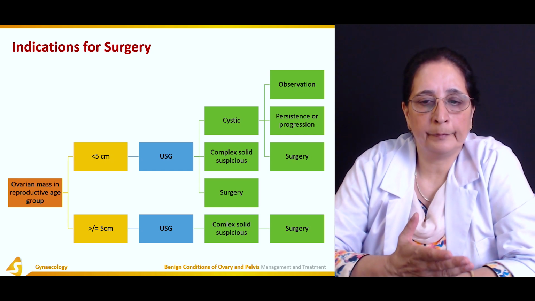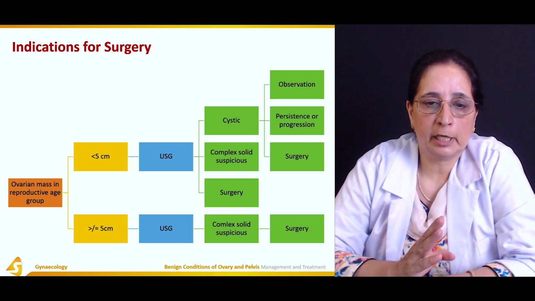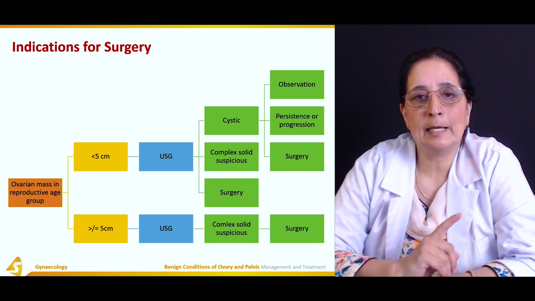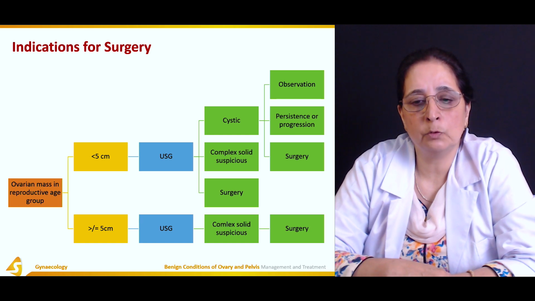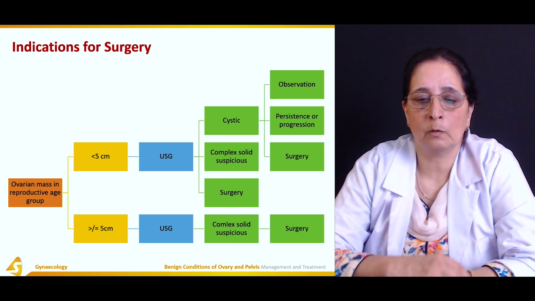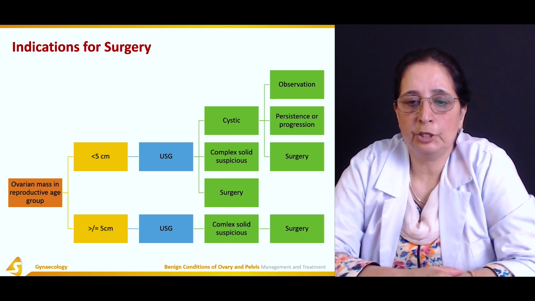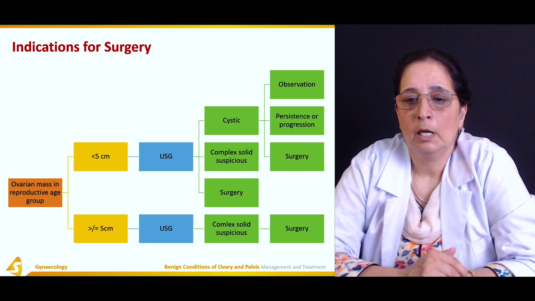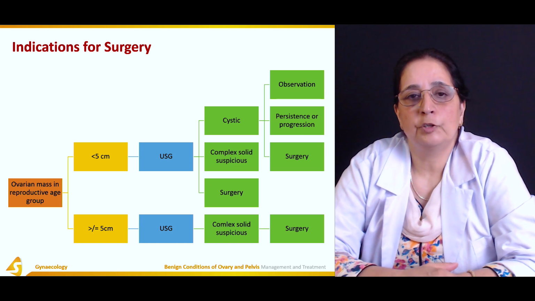If there is ovarian mass in the reproductive age group, we divided it into two sections depending on the size of the mass: if the size is less than 5 centimeter, or if it's more than or equal to 5 centimeter. If it's less than 5 centimeter on ultrasound, then if it's complex, solid, or suspicious, usually surgery is done. If it's cystic, first observation, then we see if it persists or if it's progressing, then surgery is done.